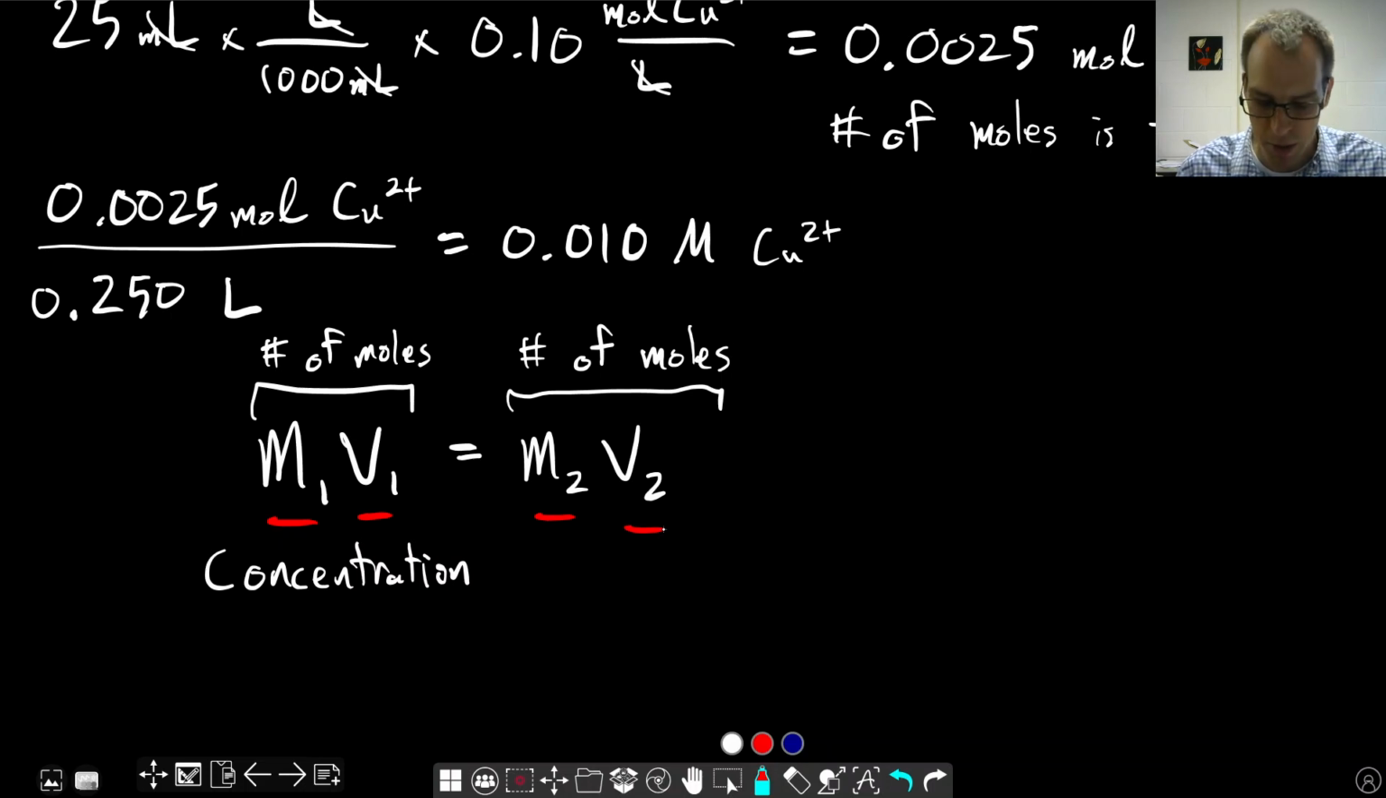And why does this equation work? It all comes back to this idea of your number of moles is constant when you're doing a dilution. Because when you dilute, you're just adding solvent. You're not adding any extra, in this case copper, or whatever it is that's the solute that's dissolved in your solution. And so we'll practice this in class. You'll also get practice with it on your homework of using this idea of dilution and finding the concentrations of diluted solutions.